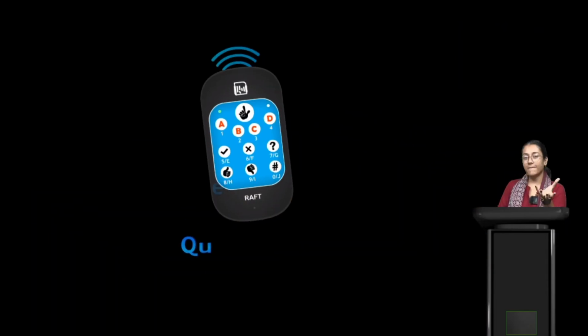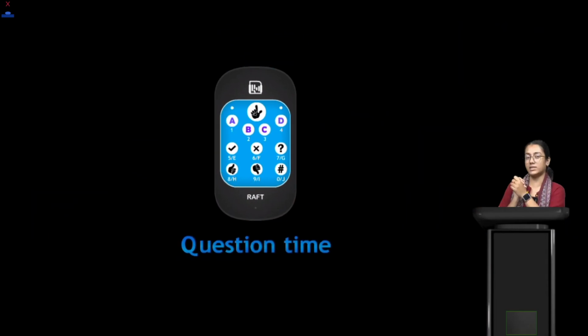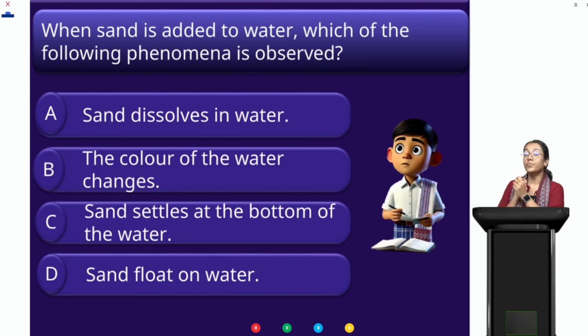So here comes our first question. Let's see what the question is. Question 1 is, when sand is added to water, which of the following phenomena is observed? What we can observe? 4 options are there.